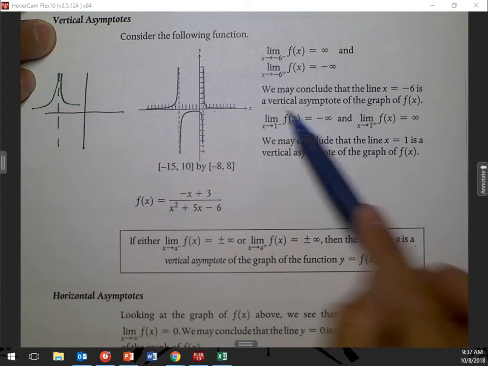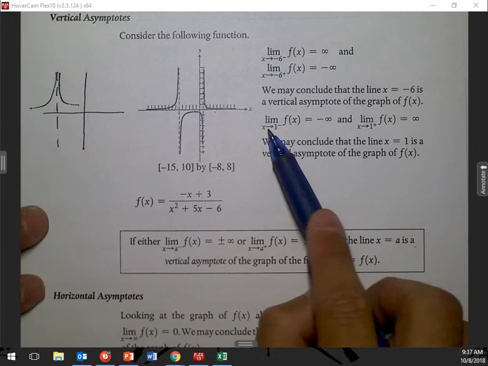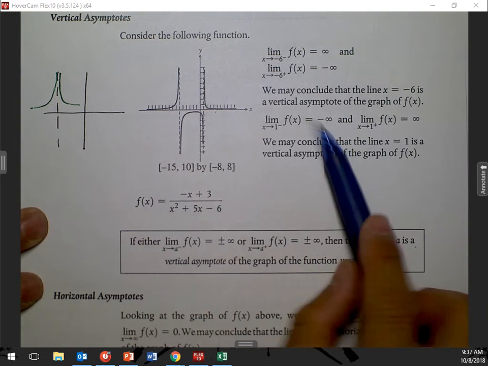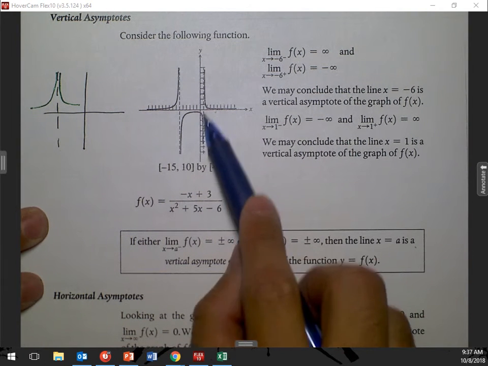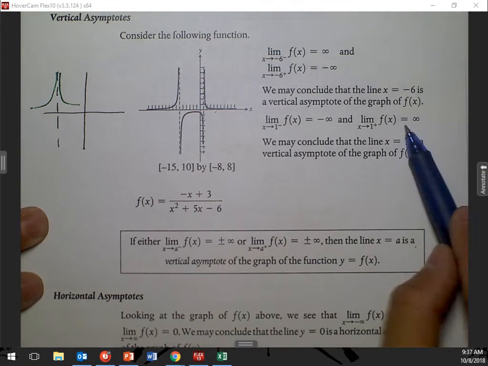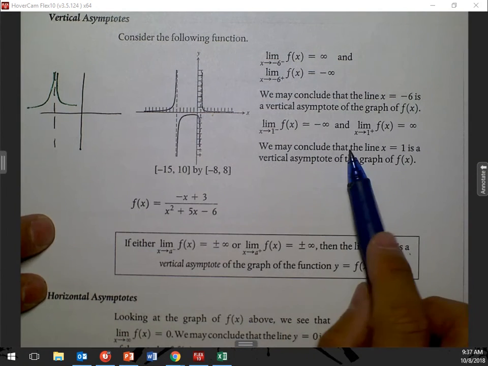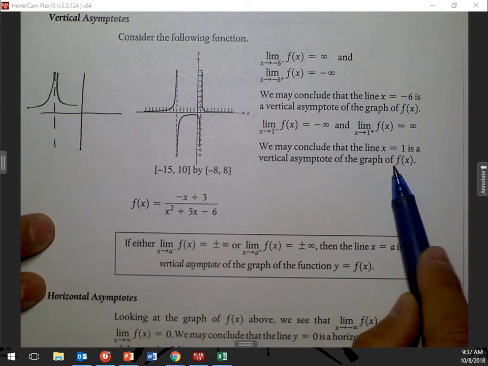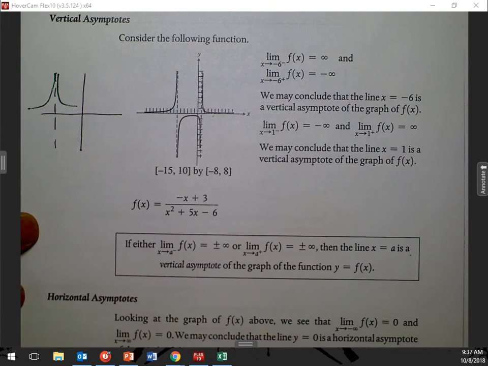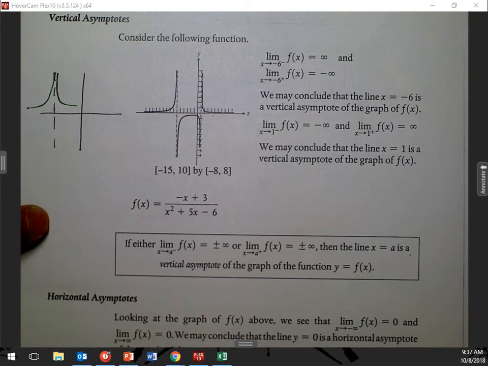Okay, so right here we have another one at 1. 1 from the left-hand side goes down to negative infinity. 1 from the right-hand side goes up to positive infinity. Conclude that the line x equals 1 is a vertical asymptote. So here is the function that we have right here.